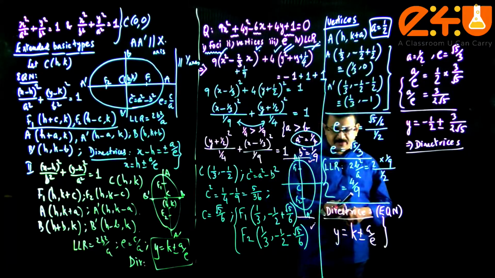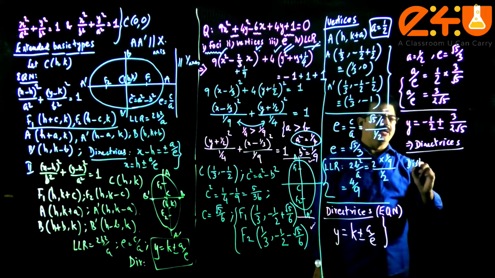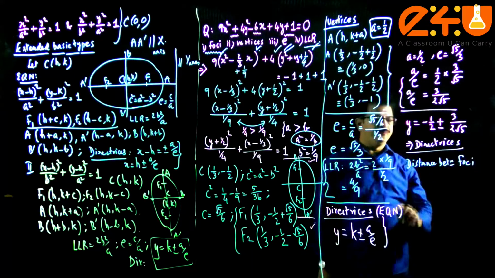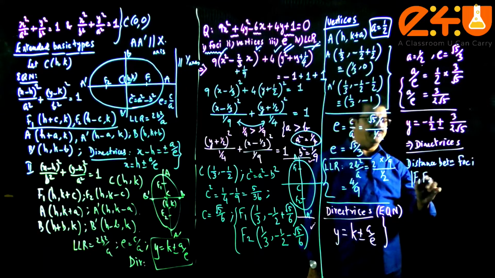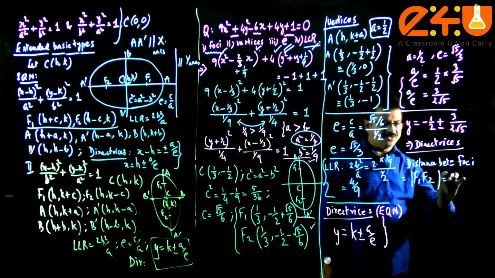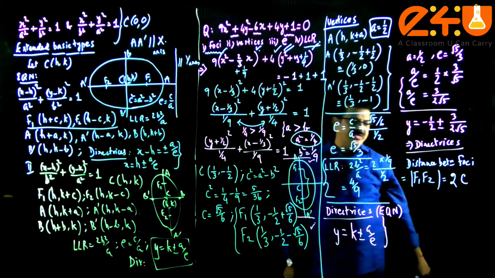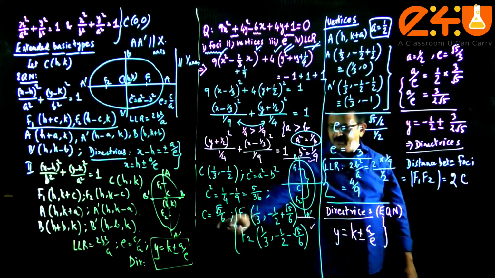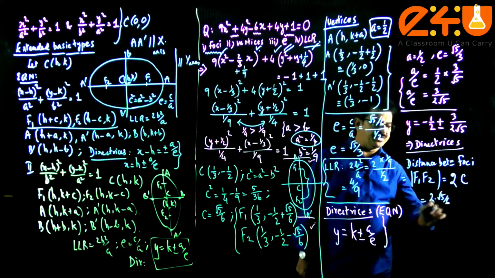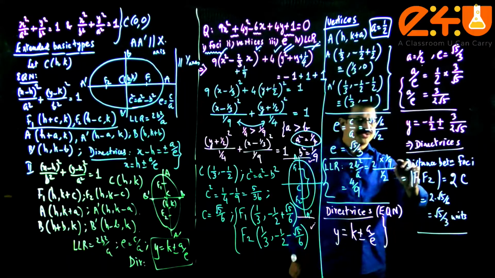Sometimes they can ask for some other parameters like distance between the two foci. So means f1, f2. F1, f2 is always very simple. It is 2 times c. Distance between foci is always 2 times c. So once you got the c value as root 5 by 6, you can apply 2 times root 5 by 6. In other words, root 5 by 3 units will be the distance between foci.